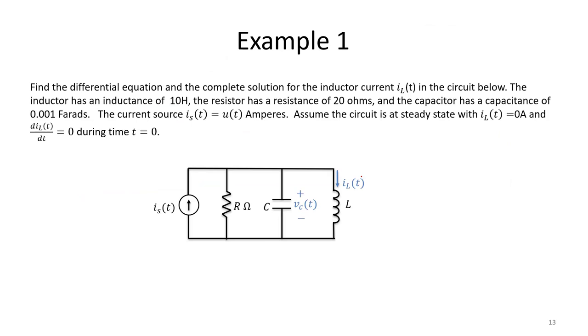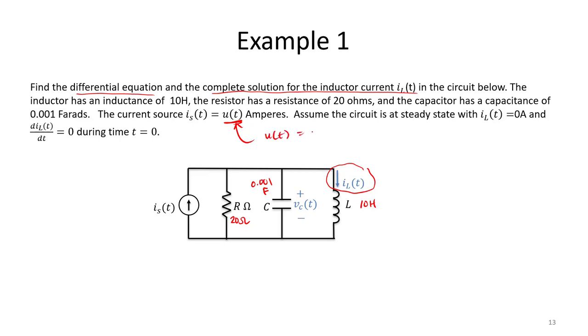All right, let's now try example 1. In this example, we are asked to find the differential equation and complete solution for the inductor current IL of t in the circuit below. We're also given some information about each component. We're told the inductor has an inductance of 10 henries, the resistor has a 20 ohm resistance, and our capacitance is 0.001 farads. We are also told our current source is equal to U of t amperes.